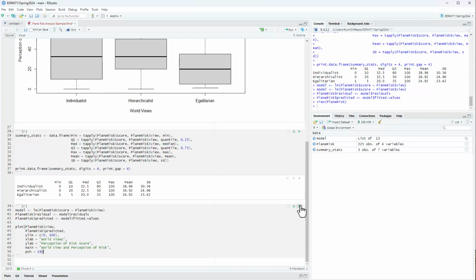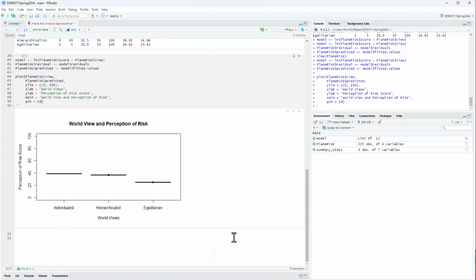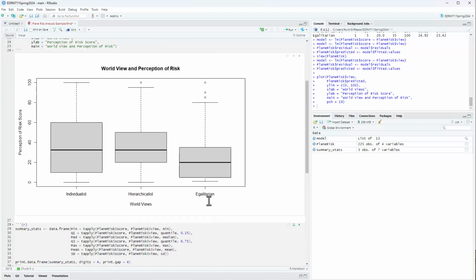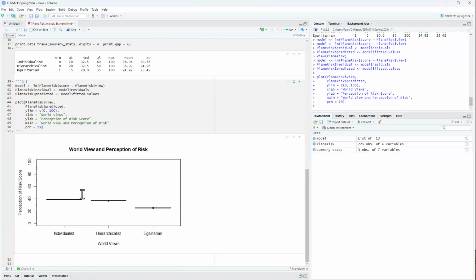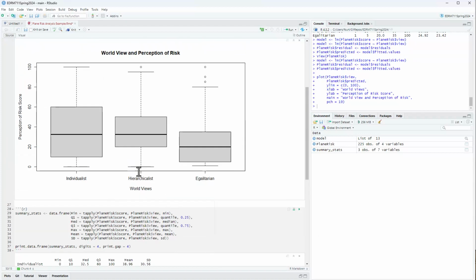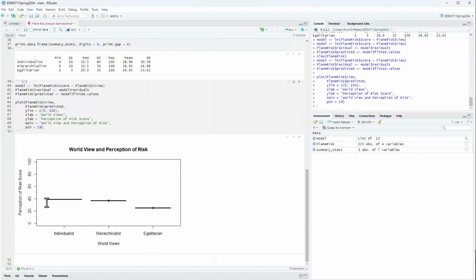Let's go ahead and actually look at that plot, and that's what we get. So notice that all the individualists get the same prediction, all the hierarchicalists get the same prediction, all the egalitarians get the same prediction. If you look back up here at our side-by-side box plots, those lines look very similar to these down here, but they are not the same. The lines up here, because these were side-by-side box plots, were medians. These are means. So here's the lesson.